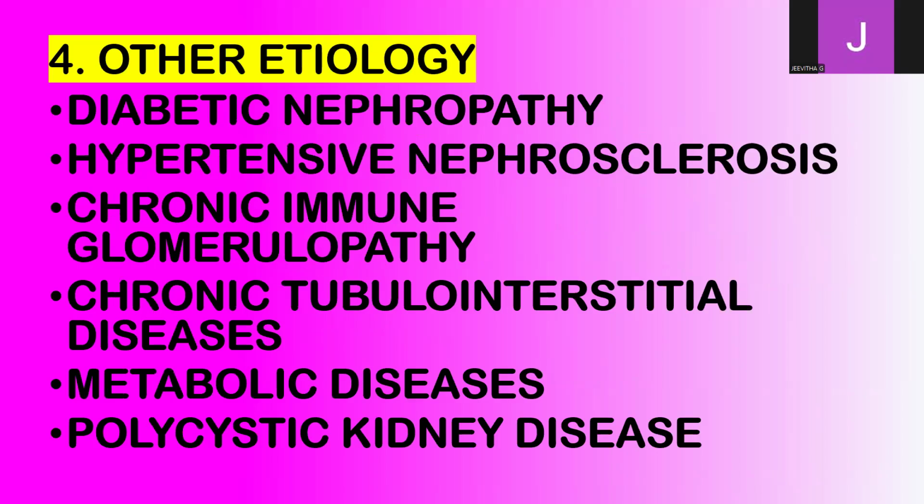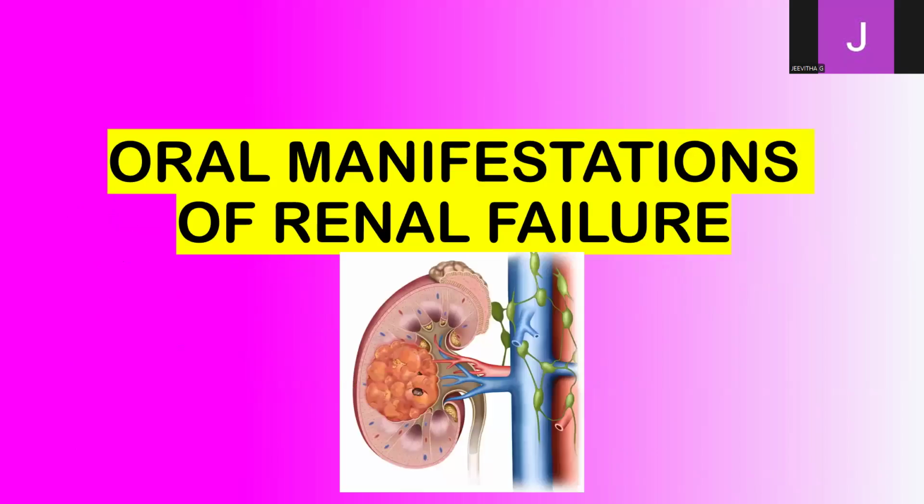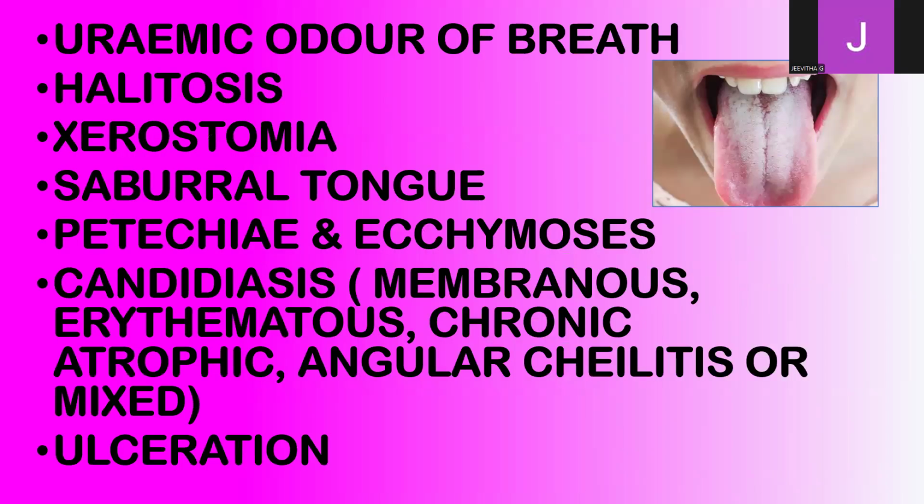The other etiologies for chronic renal failure can be diabetic nephropathy, hypertensive nephrosclerosis, chronic immune glomerulopathy, chronic tubulointerstitial diseases, metabolic disorders, and also polycystic kidney diseases. Now, coming to the oral medicine aspect, what are all the clinical manifestations of such patients?